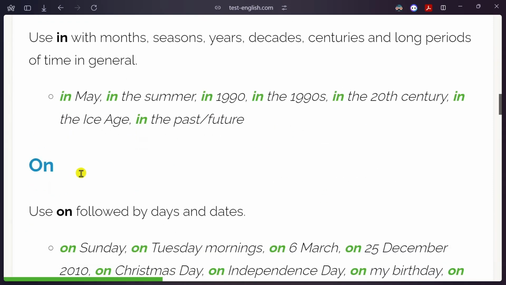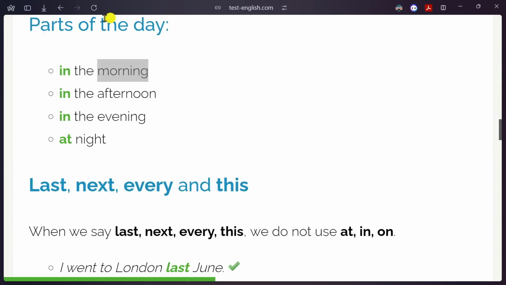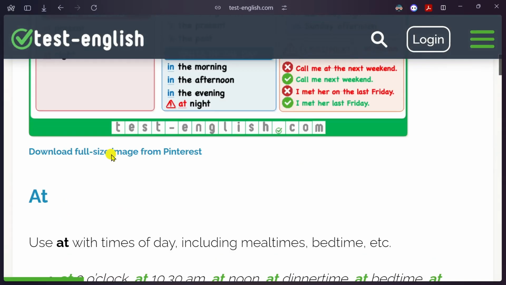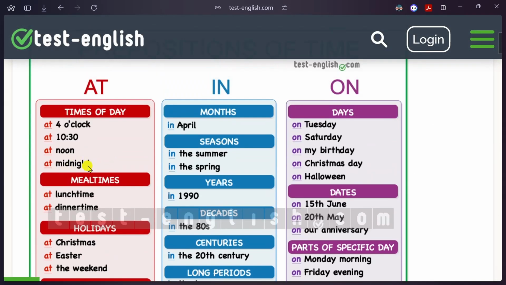So you see, in the morning, we'll get there, no? Parts of the day. You see, in the morning, in the afternoon, in the evening, at night. And you see over here, at midnight, at noon, at 4 o'clock, at 10:30. Okay? So you practice this, a bit like everything, the conjunctions as well. You have to practice it a bit until it becomes automatic for you. Okay?